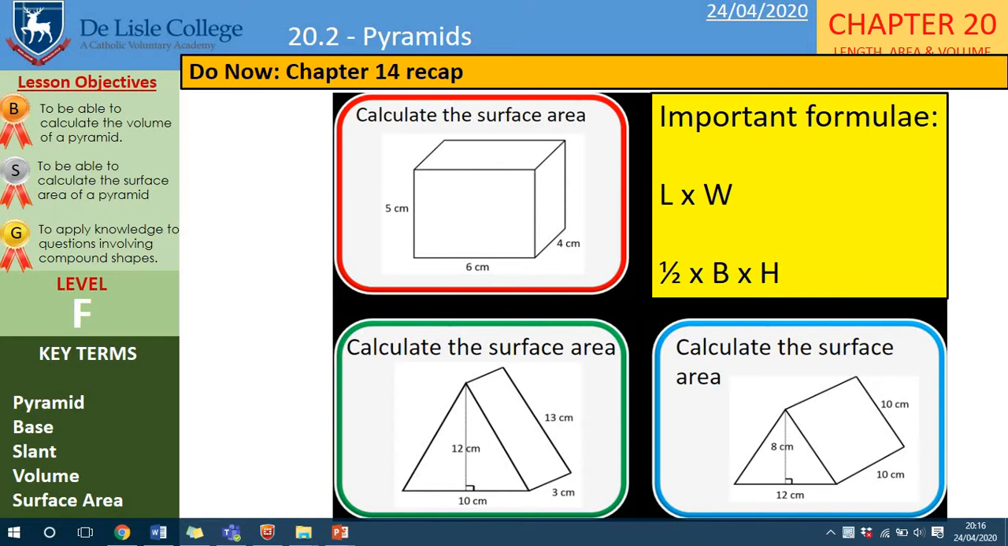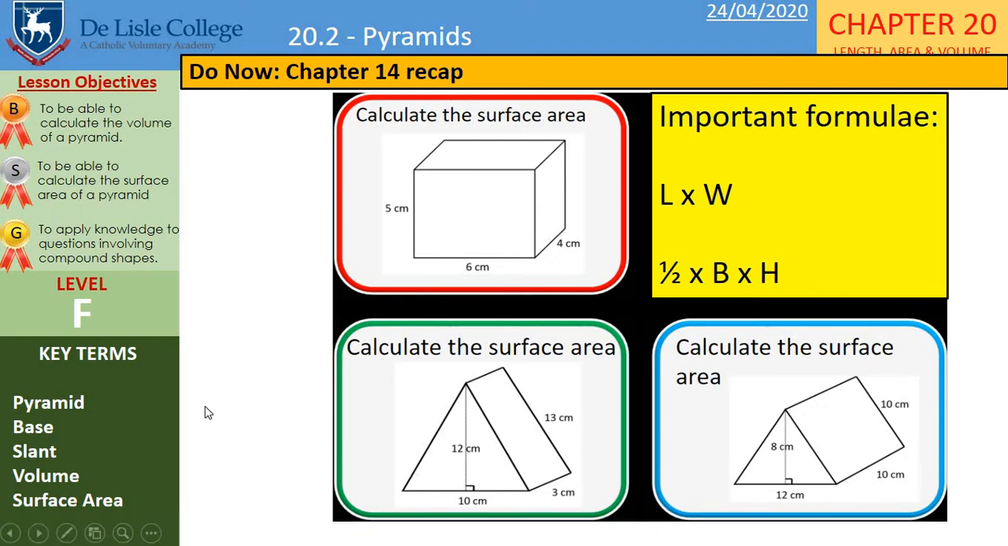I would like to have a go at the do now task. It's a chapter 14 recap, something we did when we were at school together, where we looked at finding the surface area of prisms and cuboids. We should know the surface area means we're trying to find the area of all of those faces that we could touch. And here are the important formulae you need for finding the area of a square or a rectangle, and here for a triangle. Please pause the video as you have a go at these questions.